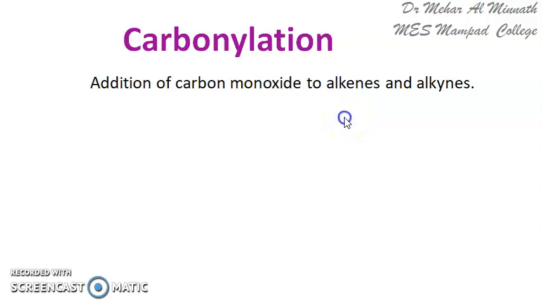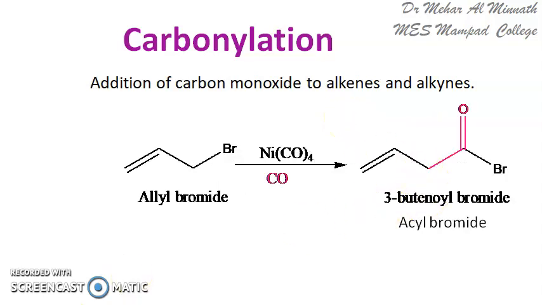Let us have an example over here. The carbonyl group is added to the allyl bromide, and you get the acyl bromide, or 3-butenoyl bromide, over here. The carbon monoxide is getting inserted between this carbon and the bromine. So here you can see the carbon monoxide is getting inserted between this carbon and the bromine.